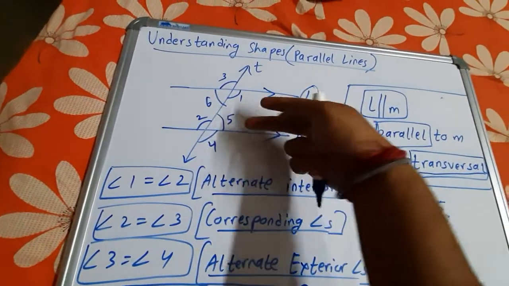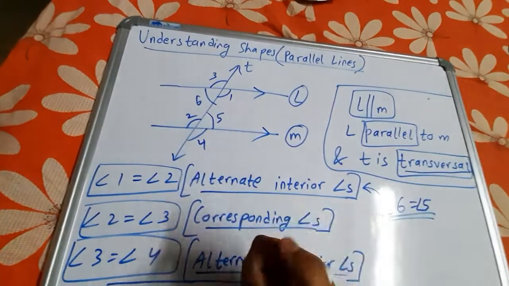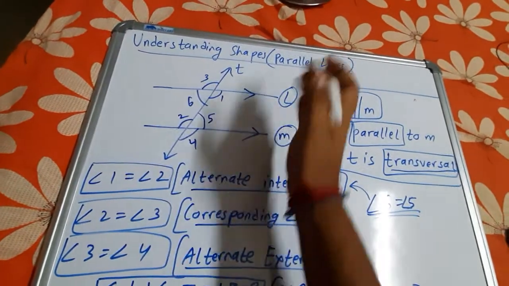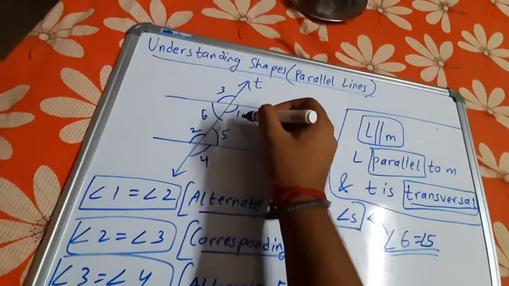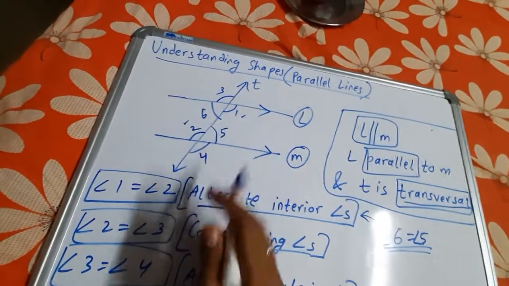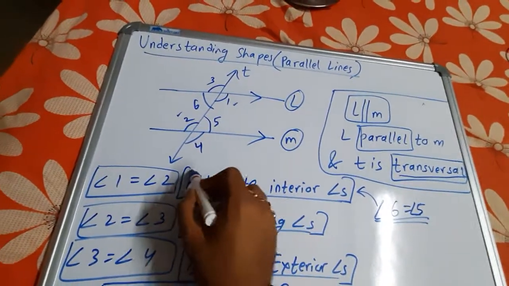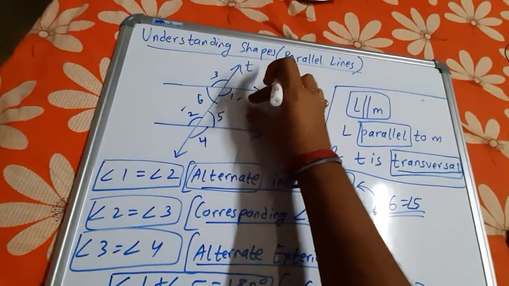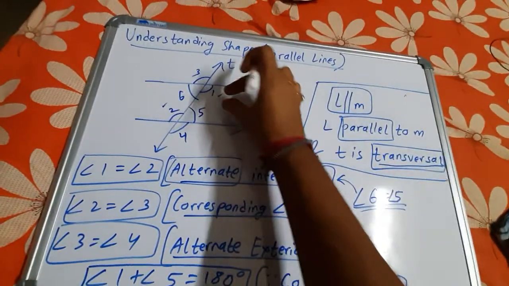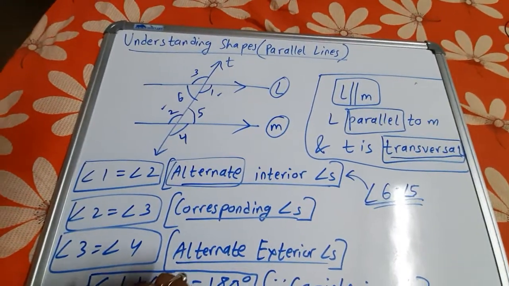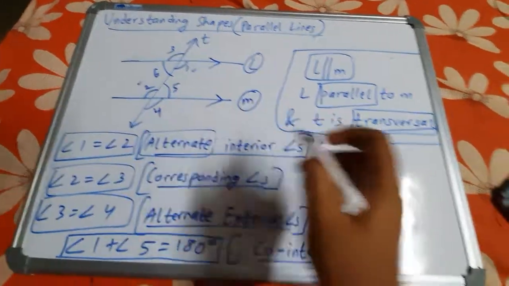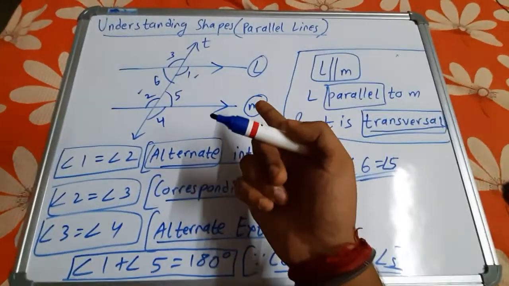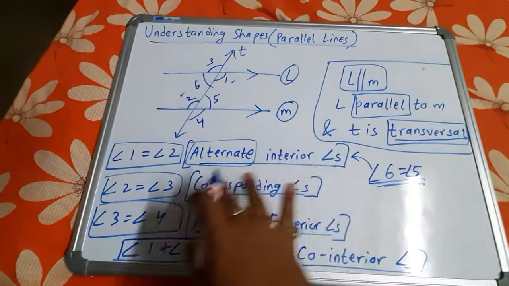Interior means inside. Now alternate means one would be on the right hand side, one would be on the left hand side. See, one is on the right, two is on the left. That is the meaning of alternate. And interior means they should be inside, between the two parallel lines. So 1 is equal to 2 and 6 is equal to 5. See, those are the two possibilities. Understood this alternate interior angle?